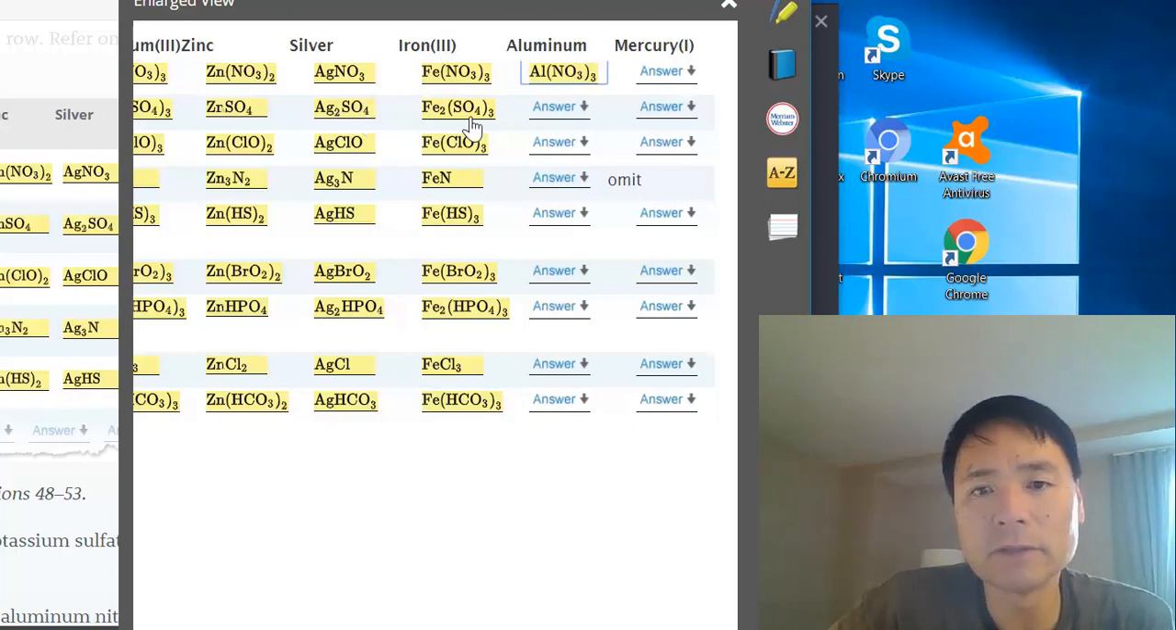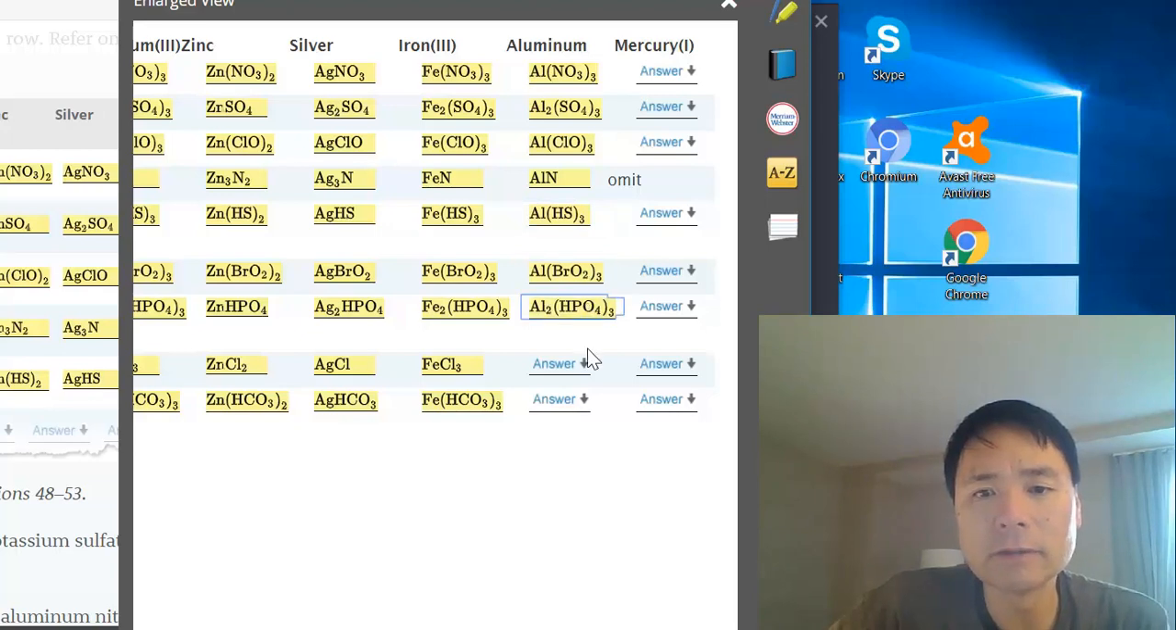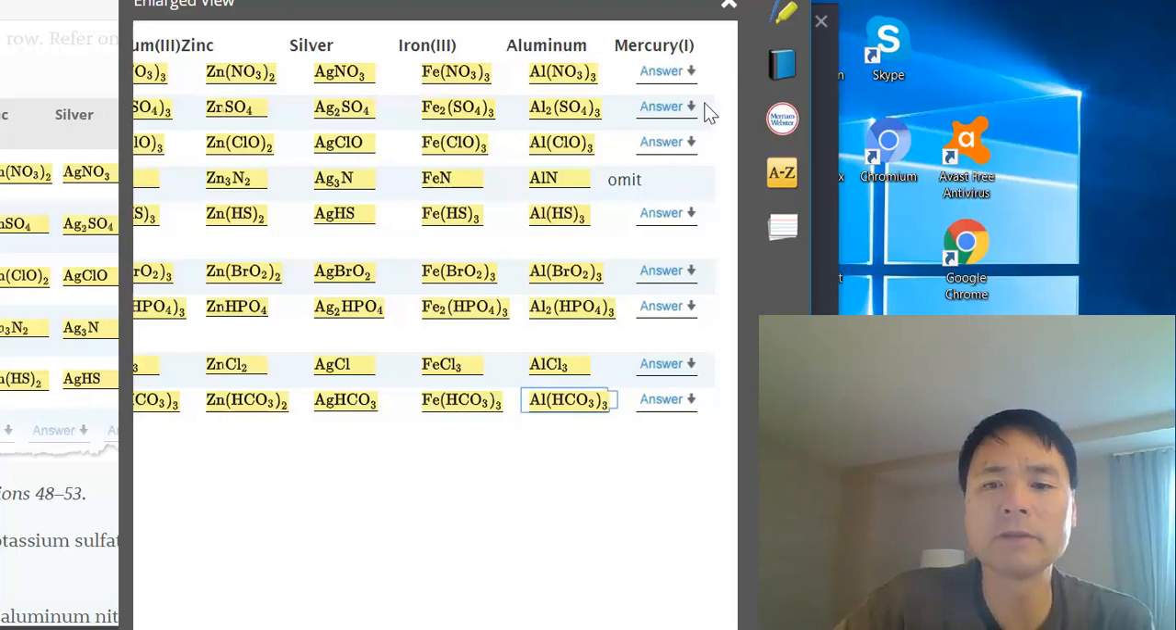Okay, aluminum's 3+, so it's the same thing. It's 3. We're going to get Al2(SO4)3 here. Aluminum's 3+, so we'll need 3 of the hypochlorites. 1 to 1 should work here. 3 of the HS minuses, like this. And 3 of the bromites. 3 of the monohydrogen phosphates. 3 chlorides, AlCl3. Aluminum's fixed charge, whereas iron's variable charge. And 3 bicarbonates should do this here. Aluminum bicarbonate or aluminum hydrogen carbonate would be the name there.